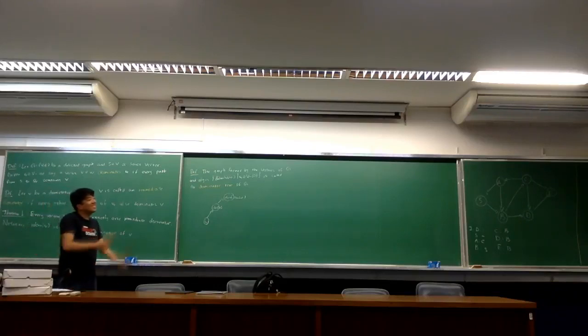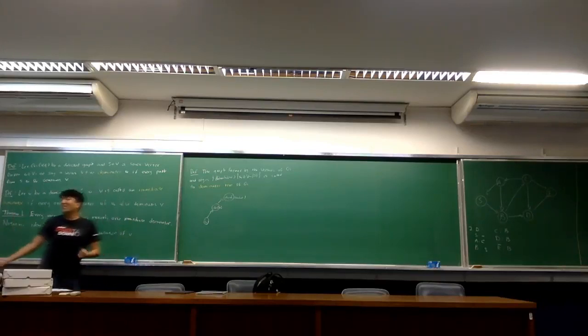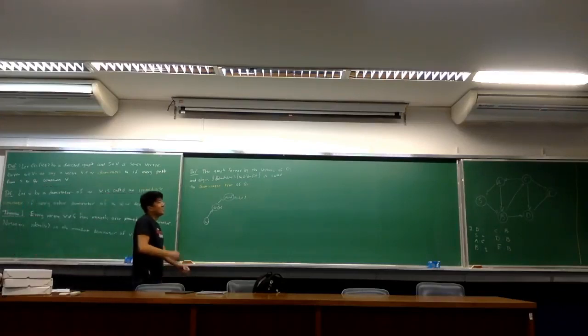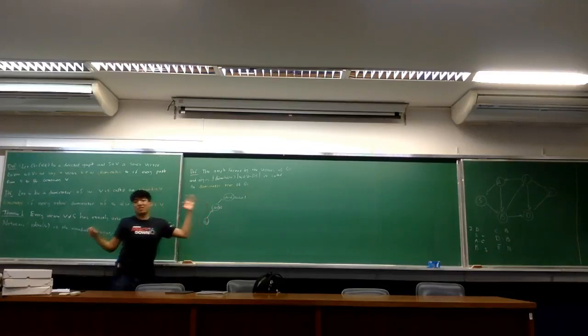You could say that S dominates this unreachable vertex because there are no paths from S to this vertex. But in general, these are corner cases, and we're not very interested in those cases. Okay, but yeah, that's a good point. So for now, I'll suppose that S reaches every other vertex.